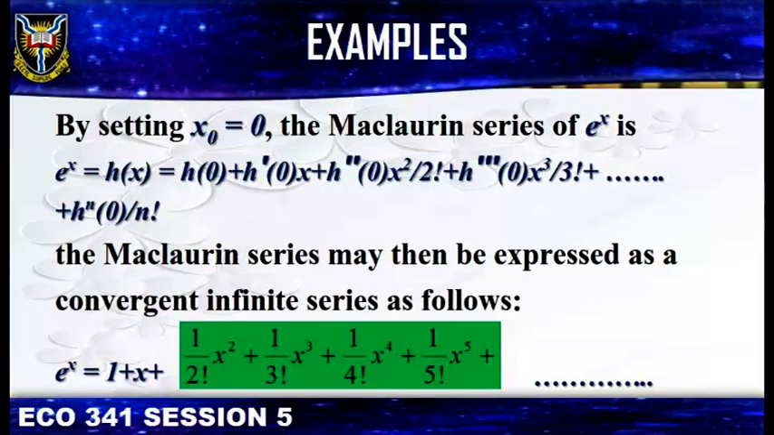By setting x naught is equal to 0, the Maclaurin series of e raised to power x, which is h function of x, is equal to h of 0 plus h prime of 0 x plus h double prime of 0 x squared over 2 factorial plus h triple prime of 0 x cubed over 3 factorial plus h raised to power n of 0 over n factorial.